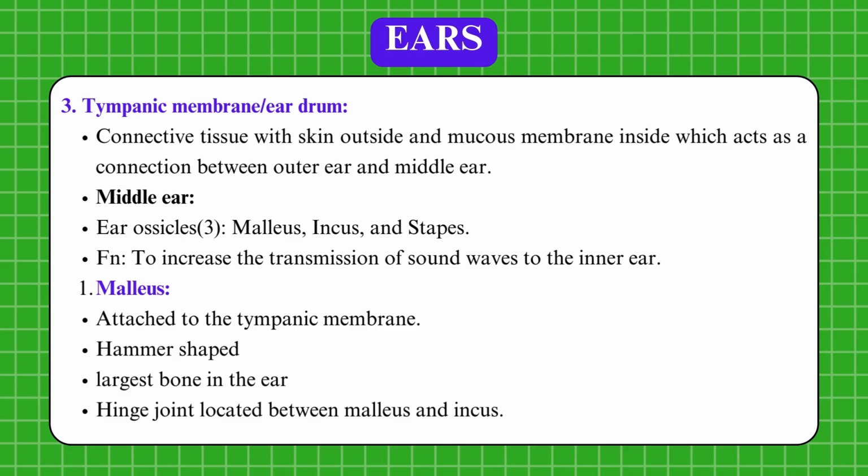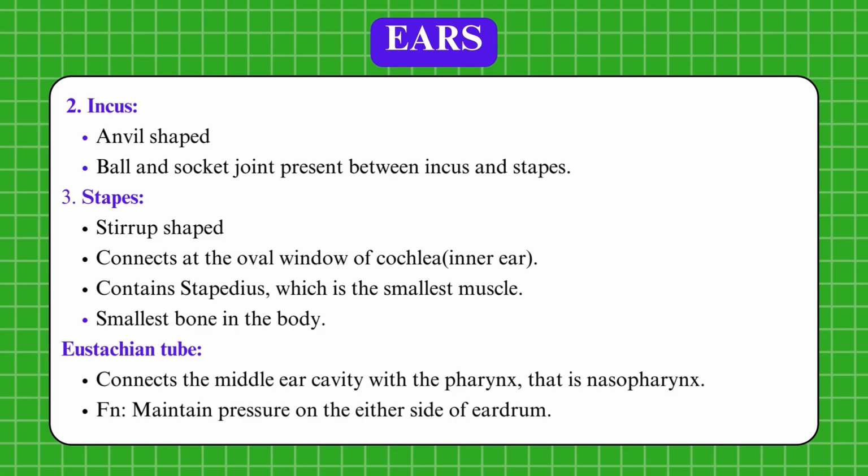Middle ear. There are 3 ear ossicles, namely malleus, incus, and stapes. Function: to increase the transmission of sound waves to the inner ear. Malleus: attached to the tympanic membrane. Hammer-shaped, largest bone in the ear. Hinge joint located between malleus and incus. 2. Incus: anvil-shaped. Ball and socket joint present between incus and stapes.